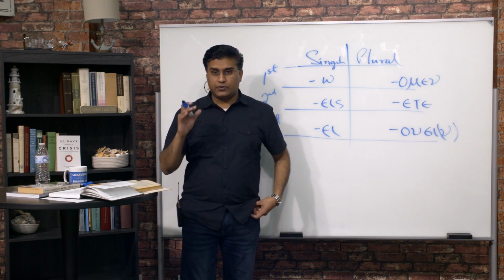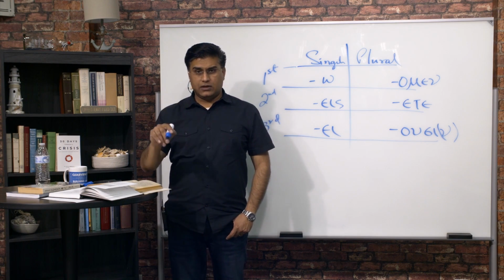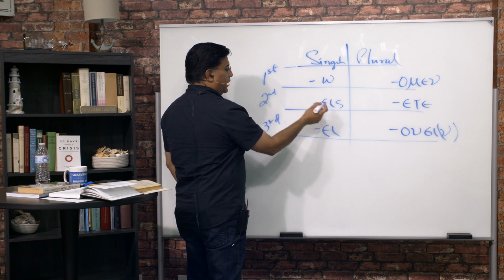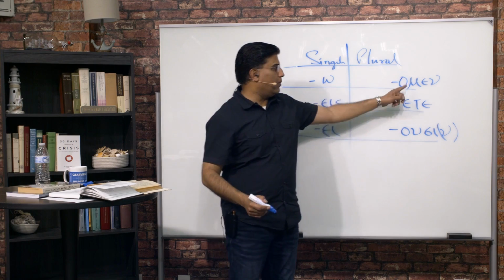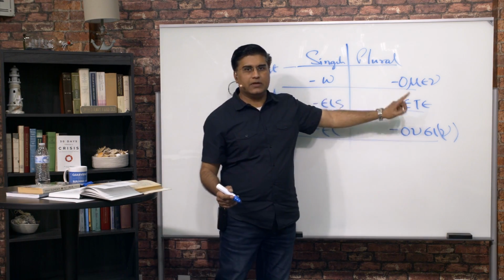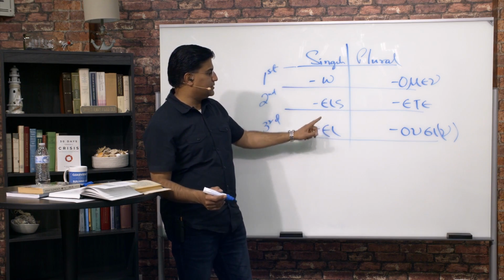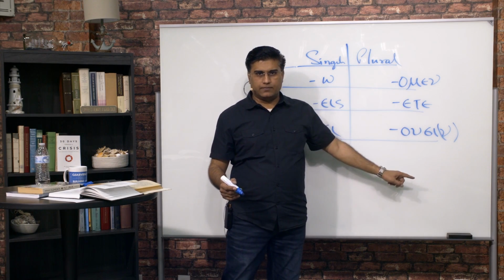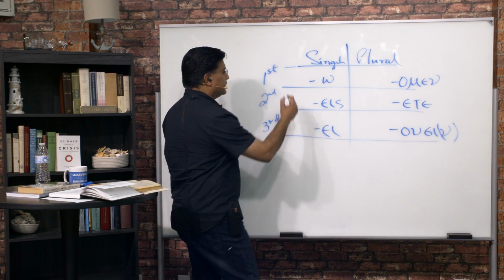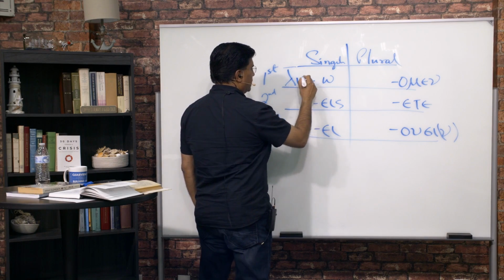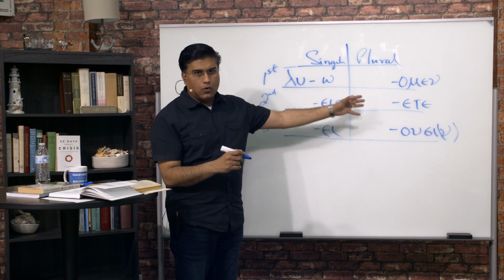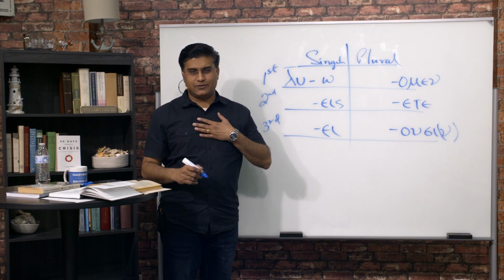So let's go over the chart for the present indicative active for O. O, ace, A, amen, ete, usin. Now, to this, if we add the stem lu, it is for loose, okay? Luo, I loose.